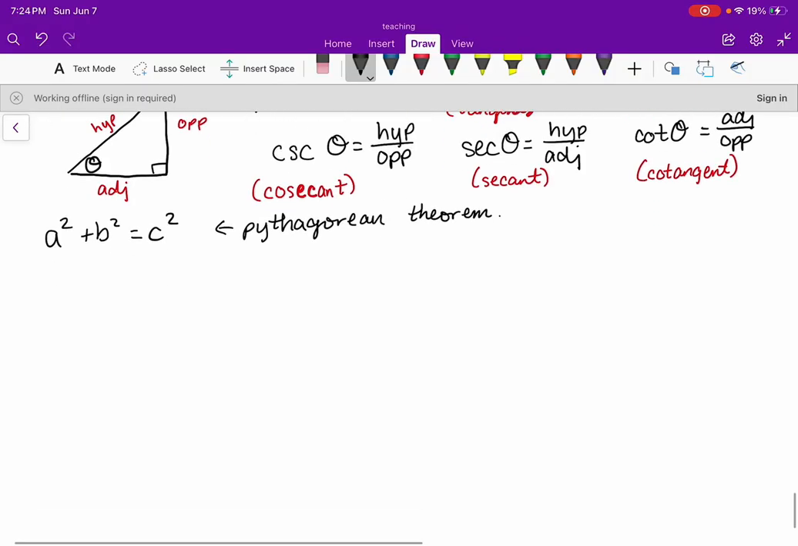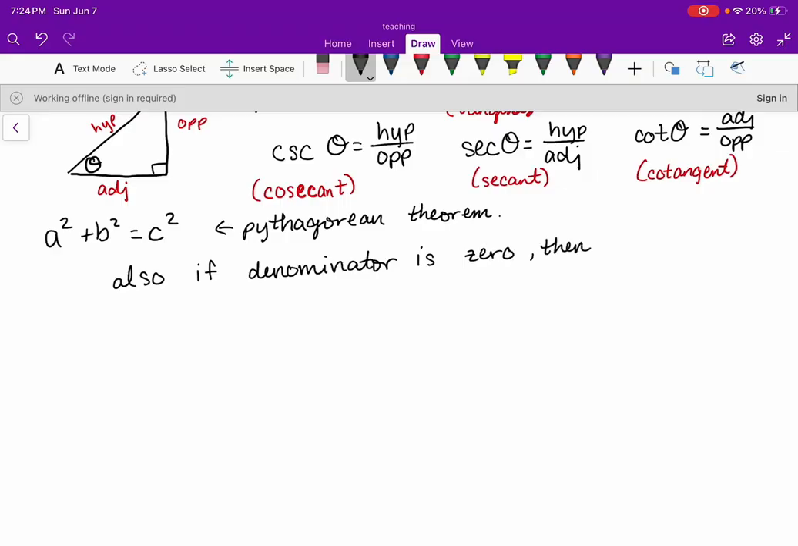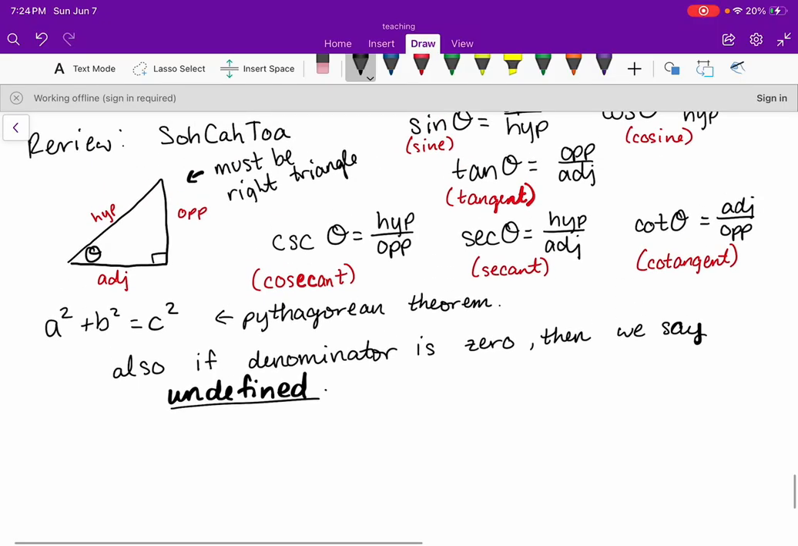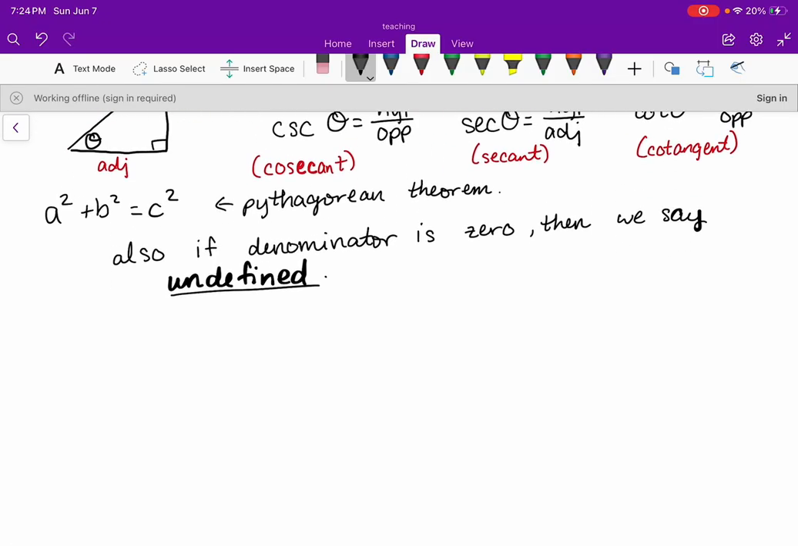All right. Also, I do want to make a little note here. If a denominator at any point is 0, then we say undefined. So if at any point we plug something into one of these ratios and we get that a denominator is 0, we're going to say that it's undefined at that spot.